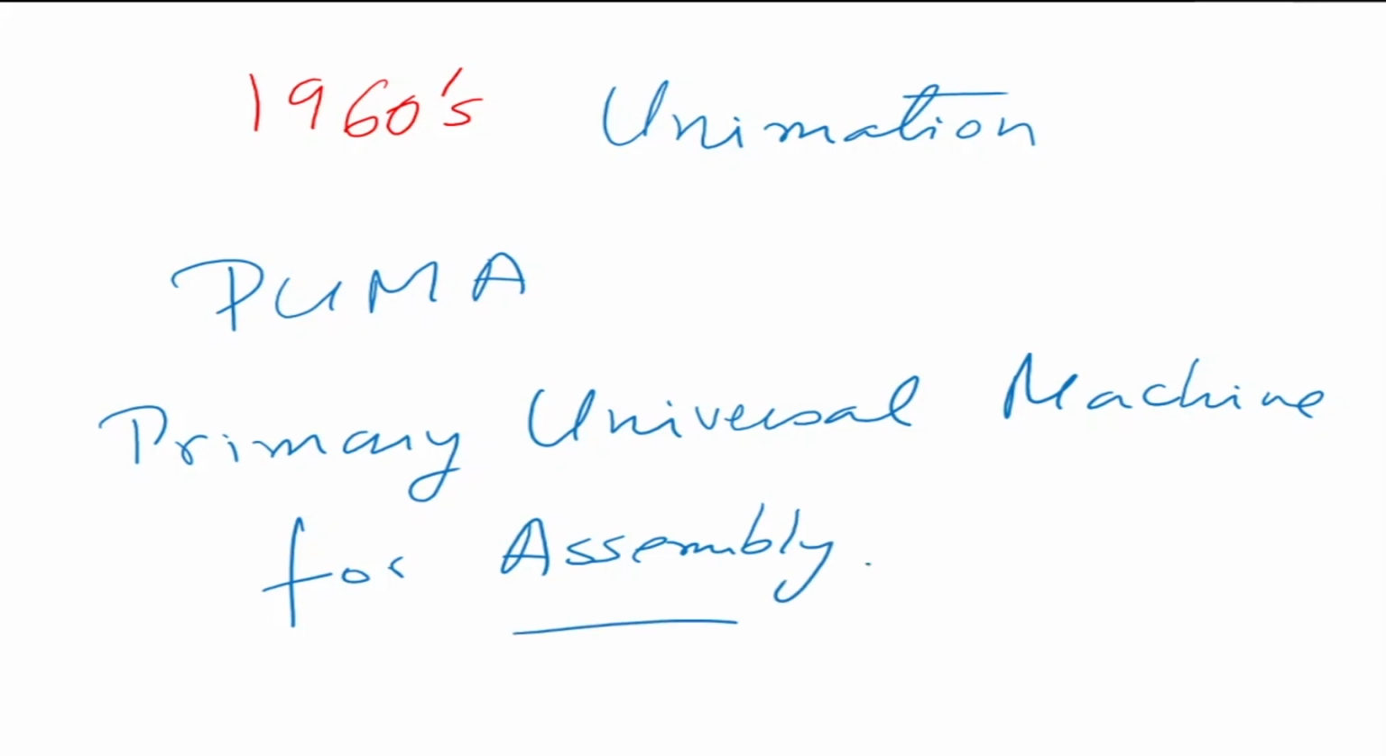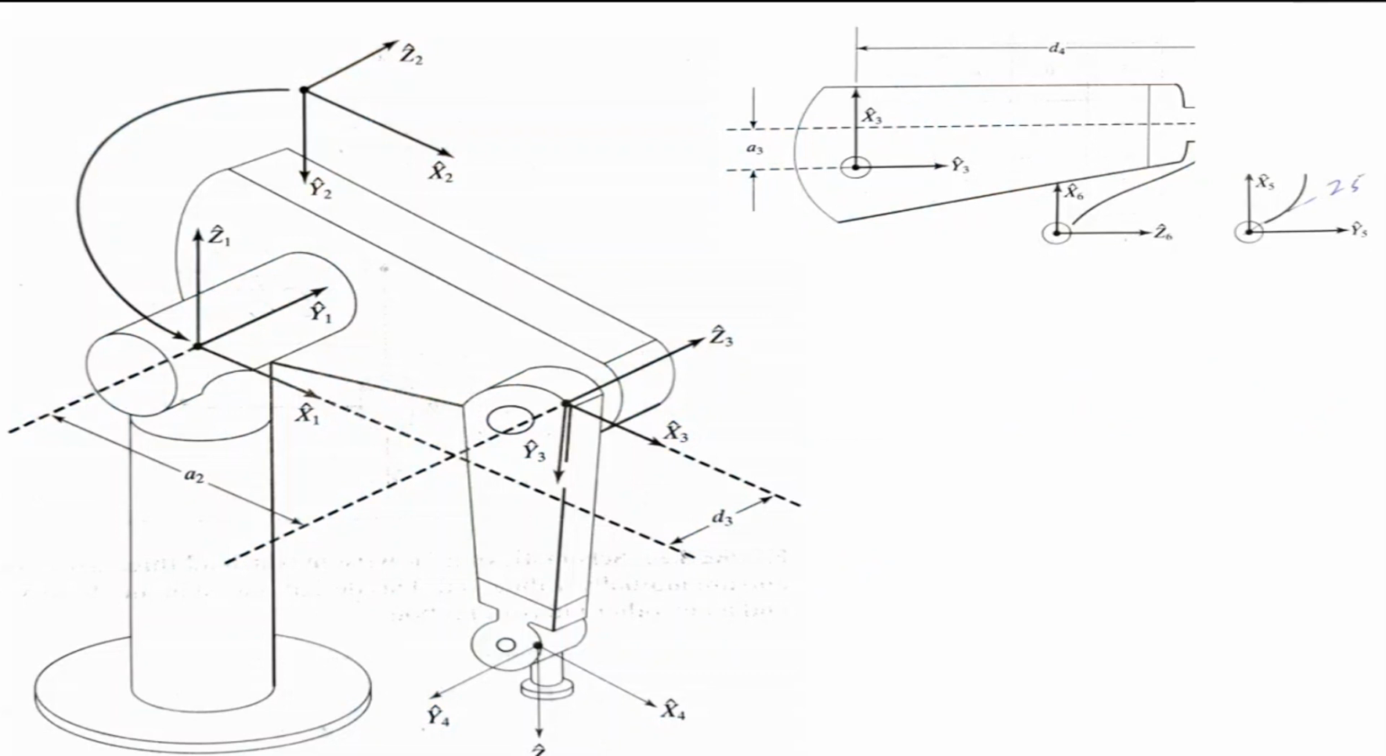Of course, the Unimation company is not there anymore. It has been bought over by Kawasaki, and this robot is also not there anymore. But from the 1960s, this is one of the earliest robots, and a lot of research has been done on it in terms of kinematics, dynamics, etc. Now this is what it looks like.